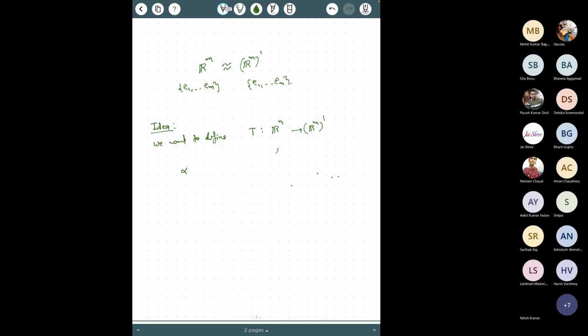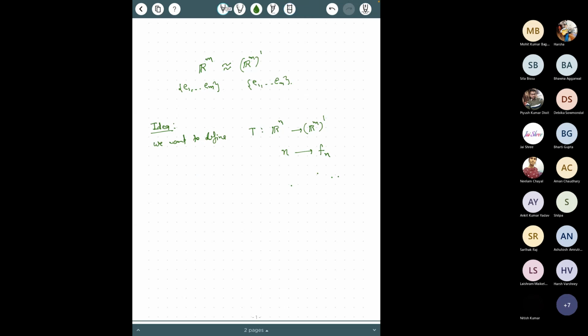So I have to send alpha. If I take any vector alpha in Rm, or let's say x in Rm, then I have to send it to some function, let's say fx in Rm dash. So this functional I have to define based on this x. So what I'm saying is that we can do it something like this.